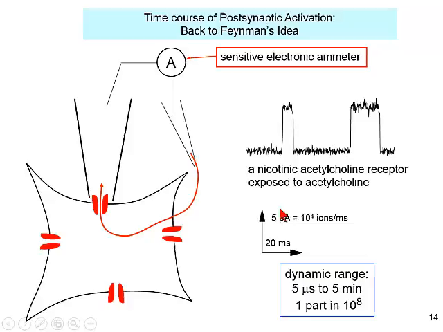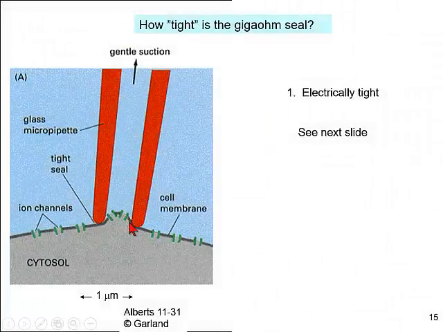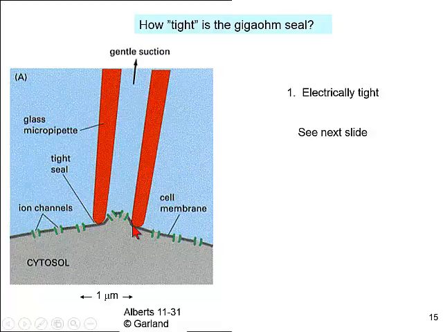And we know that we can measure just a couple of picoamperes, which is about 10 to the fourth ions per millisecond, for about 20 milliseconds, and that this is quite accurate. So this magic seal that I told Feynman could never occur, and does in fact occur, that prevents current from flowing under the membrane, is electrically tight. Here we have a patch pipette in red. We have the rest of the cell with ion channels flowing. We have the ones that interest us here under the pipette.